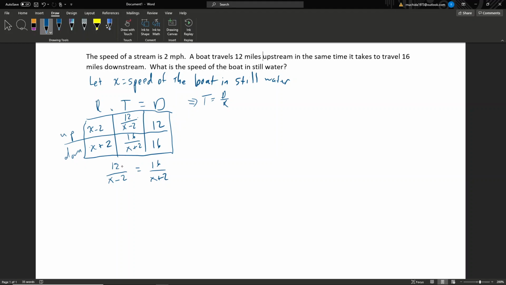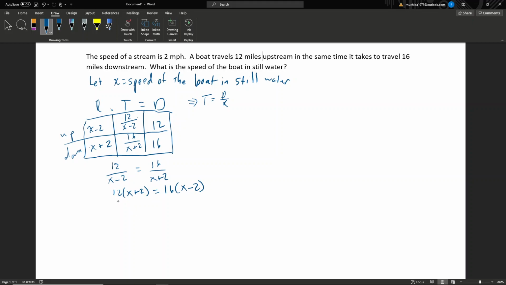One way you can do it, when you have one fraction equal to another fraction and no other terms, is what's known as cross multiplying. That would be the same thing as multiplying both sides by the LCD, which would be x plus 2 times x minus 2. If we did that, you would end up with 12 times x plus 2 equals 16 times x minus 2. So this would be our equation.